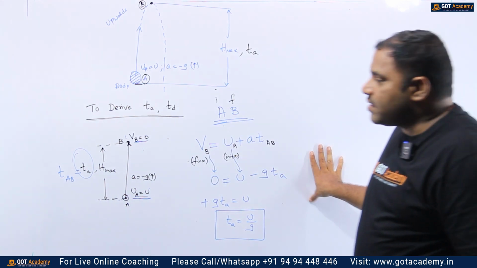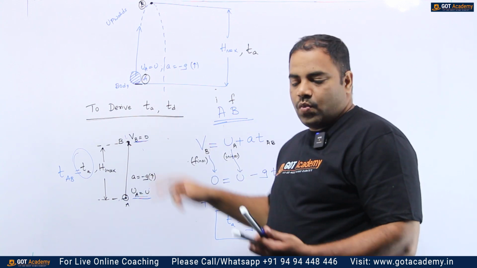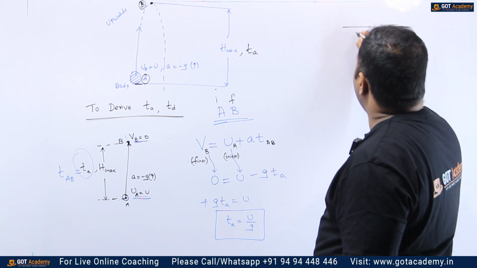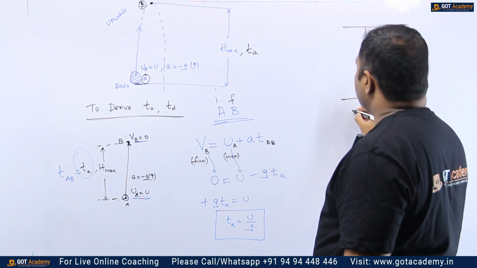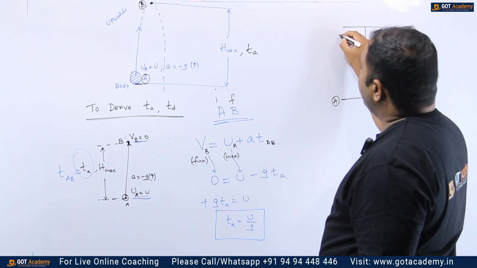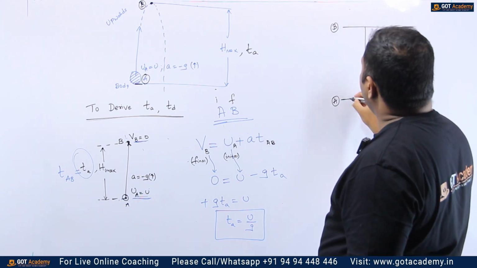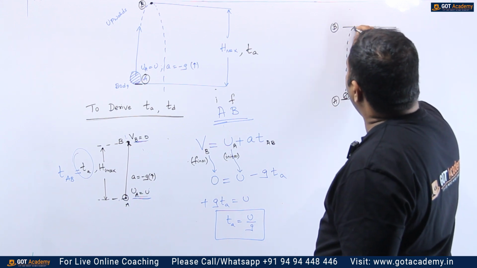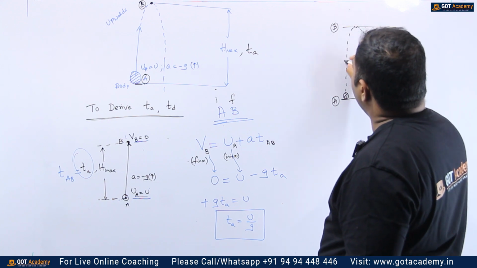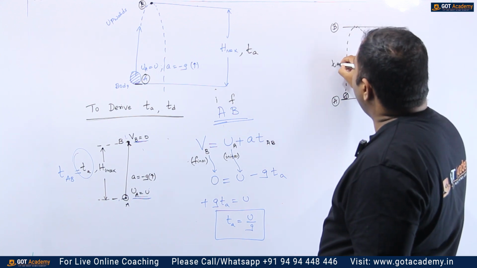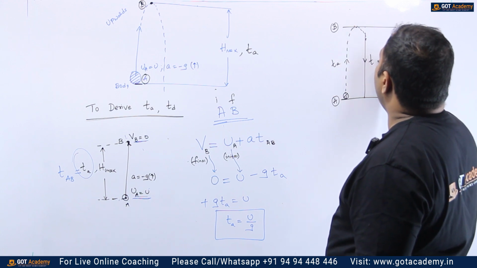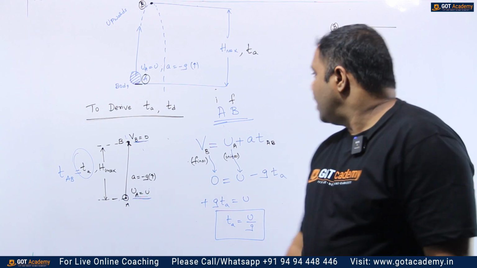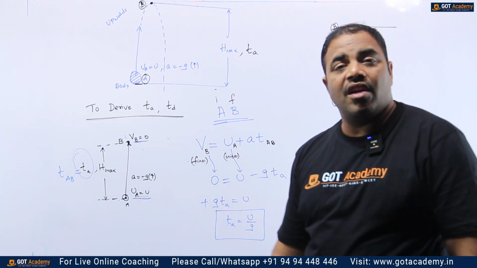Now in continuation to this, I will derive time of descent also. So you are saying this is the highest point, right? And this is ground. This is point A and this is point B. So now we have to consider the downward journey. If I say this is the upward journey, now this will be the downward journey. So here it is time of ascent and here, for the downward journey, it is time of descent. Okay.